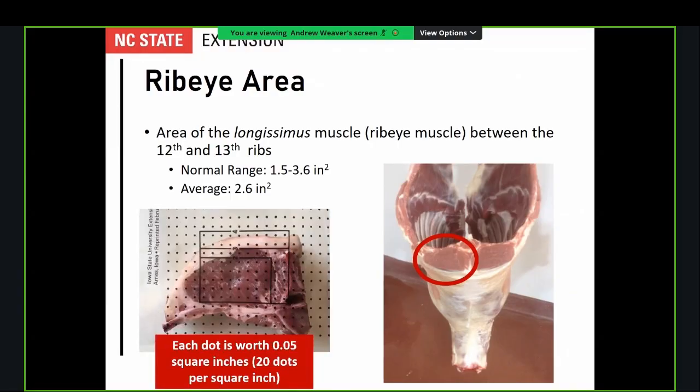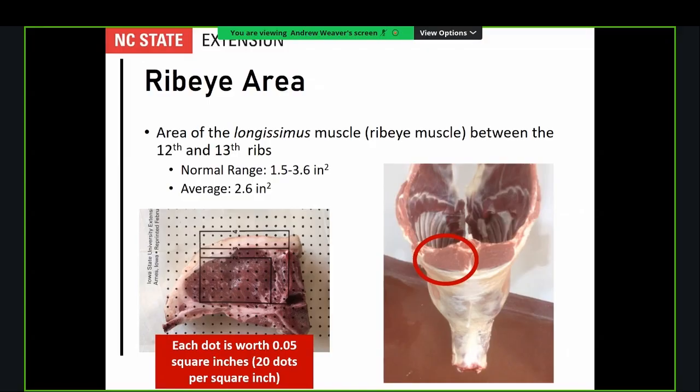And so how we get to this area number, we have these ribeye grids. These grids have lots of dots on them. And each dot on a lamb grid is equivalent to 0.05 square inches, so 20 dots per square inch. So you simply put the grid over that ribeye, you count up the number of dots that are touching that longissimus muscle, and then you just do a little bit of math to convert the number of dots you counted to square inches. It's a pretty easy way for us to determine an area measurement without real complicated computer algorithms to get to that number. We can do this in the cooler. So that's how we get our area number.